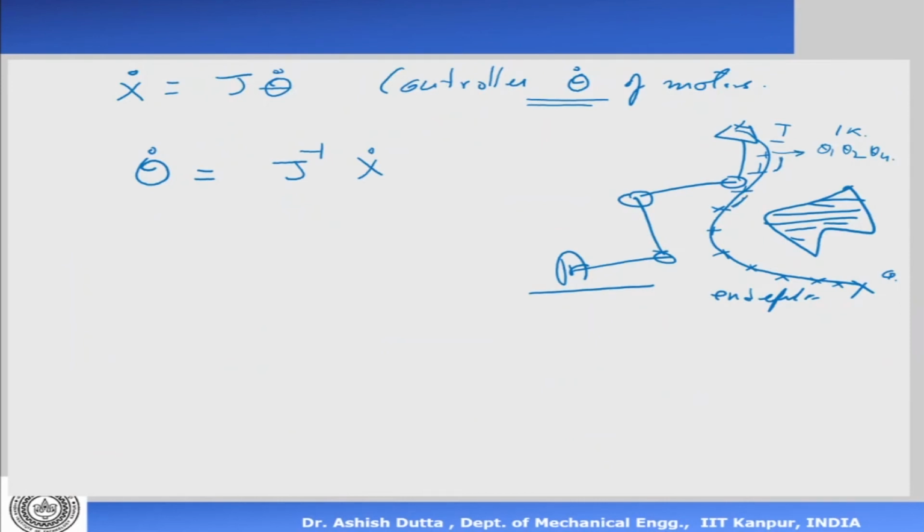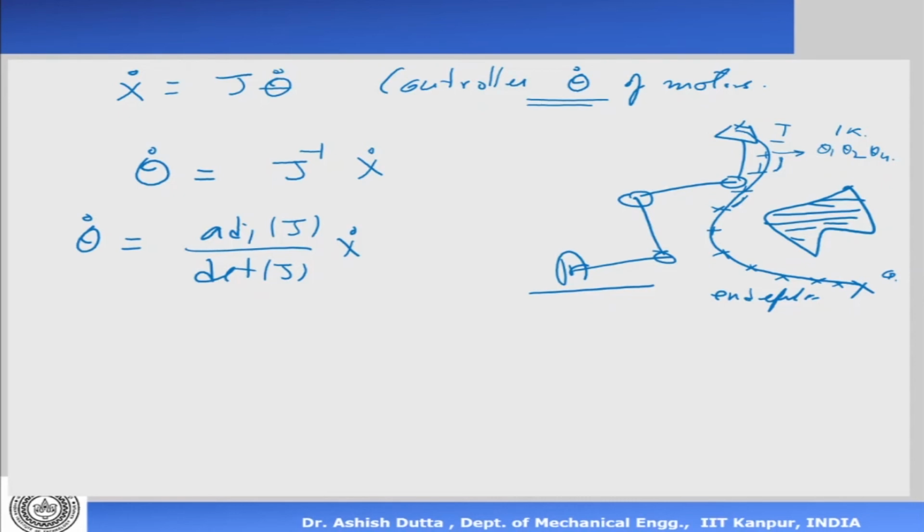So if you want to follow a path, we must do inverse kinematics at every point on that path and then correspondingly go back to the joint velocities. That is one way of controlling it, if you want to control the end effector. So what is very important for the controller is to be able to control the joint velocities. And the joint velocity is given as theta dot is equal to J inverse, which is equal to adjoint of J divided by determinant of J, into x dot.